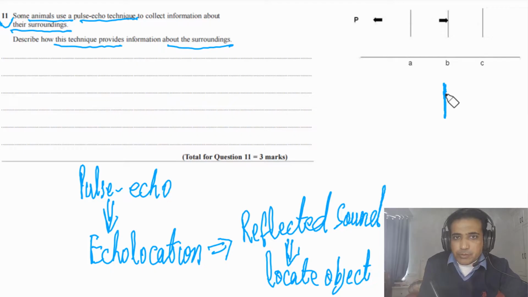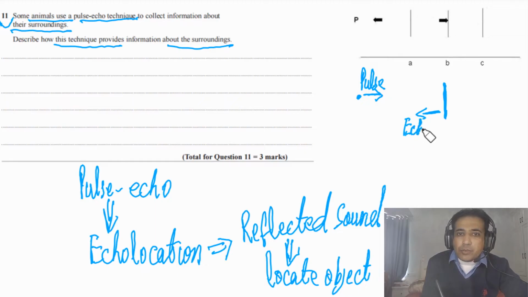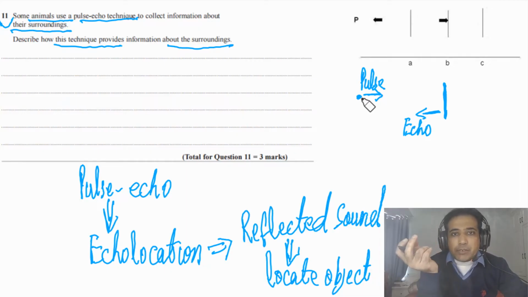Let me explain a little bit about this one. Imagine that this is a wall or any object, and the animal is located here. This animal will transmit a pulse. This pulse will hit the object and reflect back. Now we call this an echo because this is reflected sound. An animal can detect the time between transmission of the pulse and receiving of the pulse, and based on that time it can determine the position or location of the object. So this technique is the pulse echo technique.